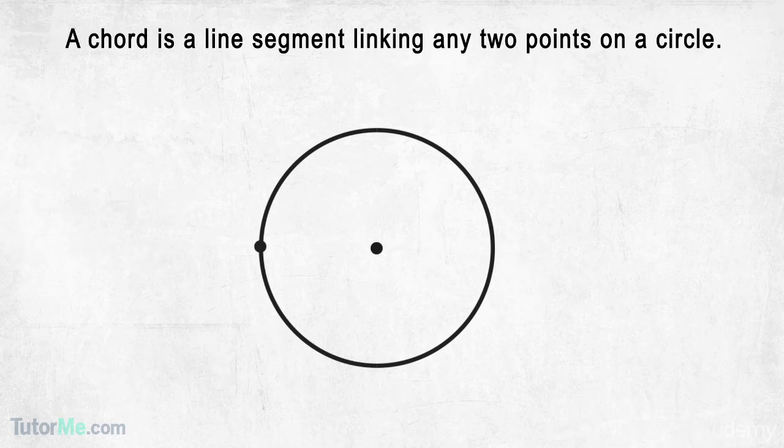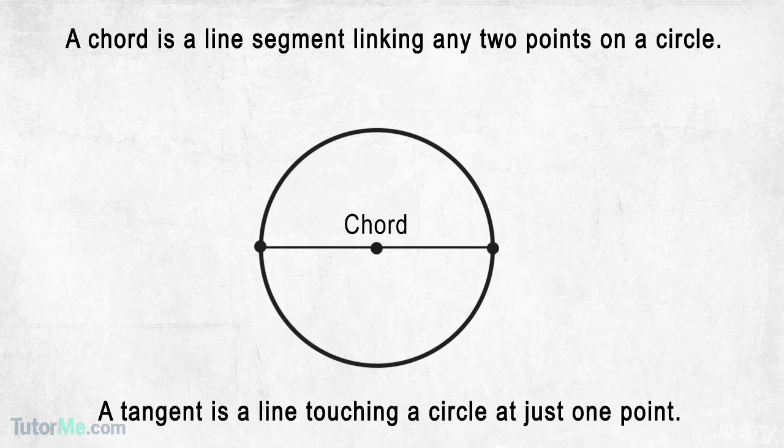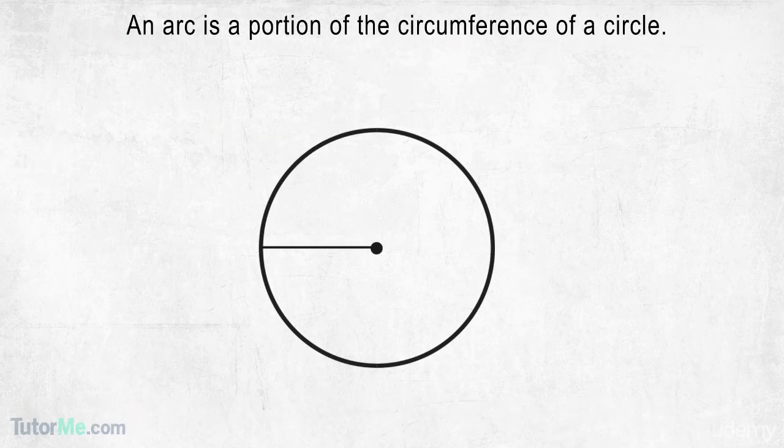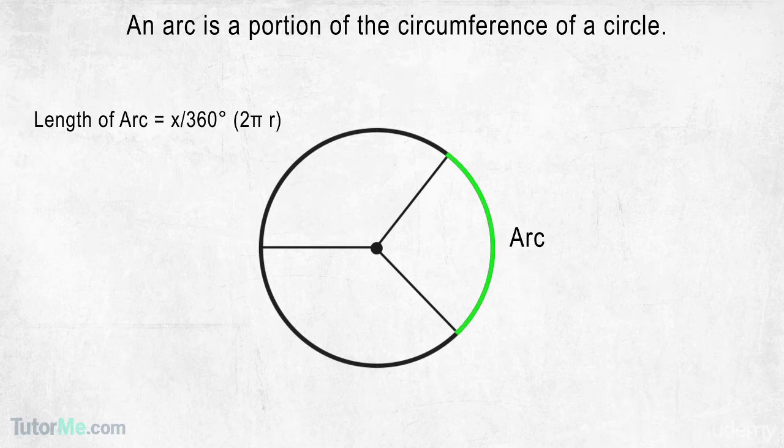A chord is a line segment linking any 2 points on a circle. A tangent line is a line touching a circle at one point only. Check out the illustration below to see examples of a chord and a tangent. An arc is a portion of the circumference of a circle. The length of an arc is calculated through the equation x divided by 360 times 2 pi r.